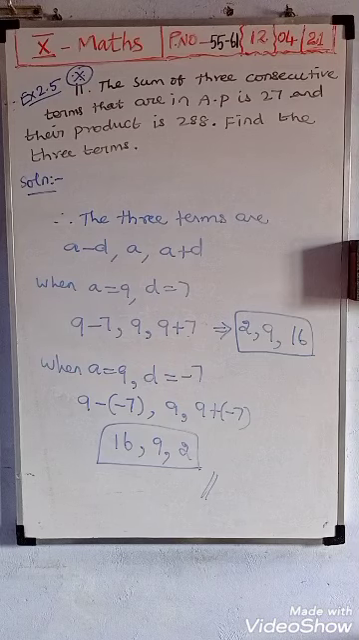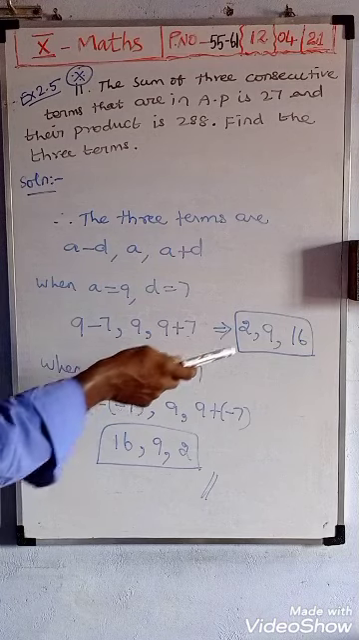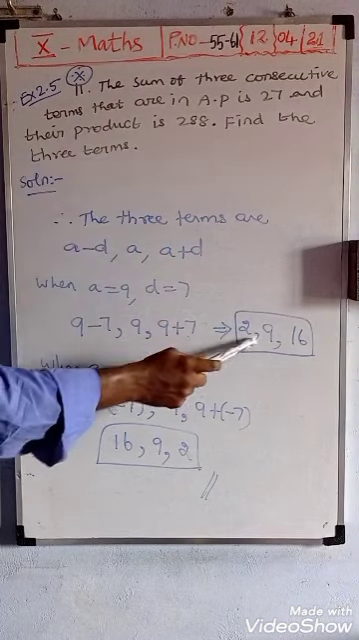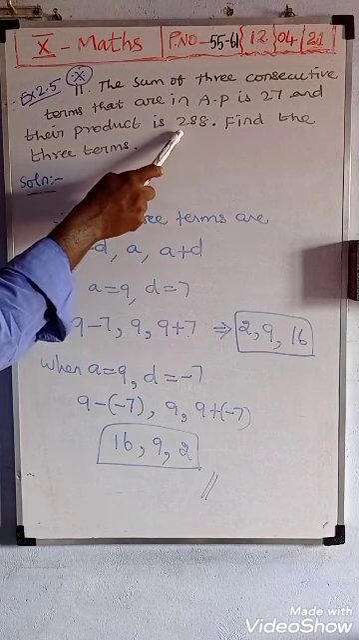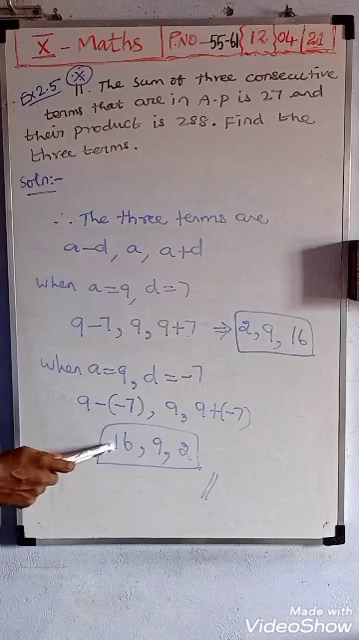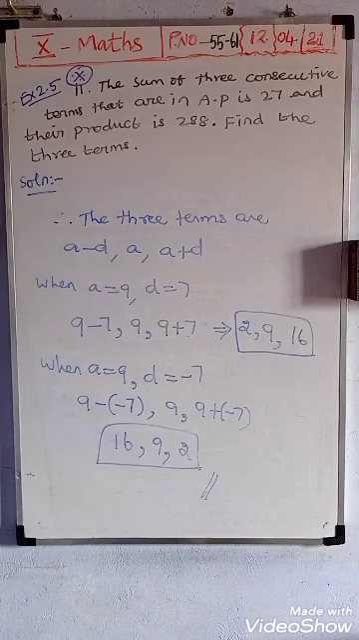Okay, that's all. You can check it: if you add these 3, we receive 27, and if you multiply these 3, you receive 288. For the terms in the other order, adding these 3 gives the same sum, and multiplying gives the same 288. So therefore both answers we received: 2, 9, 16 or else 16, 9, 2. Okay, that's all.